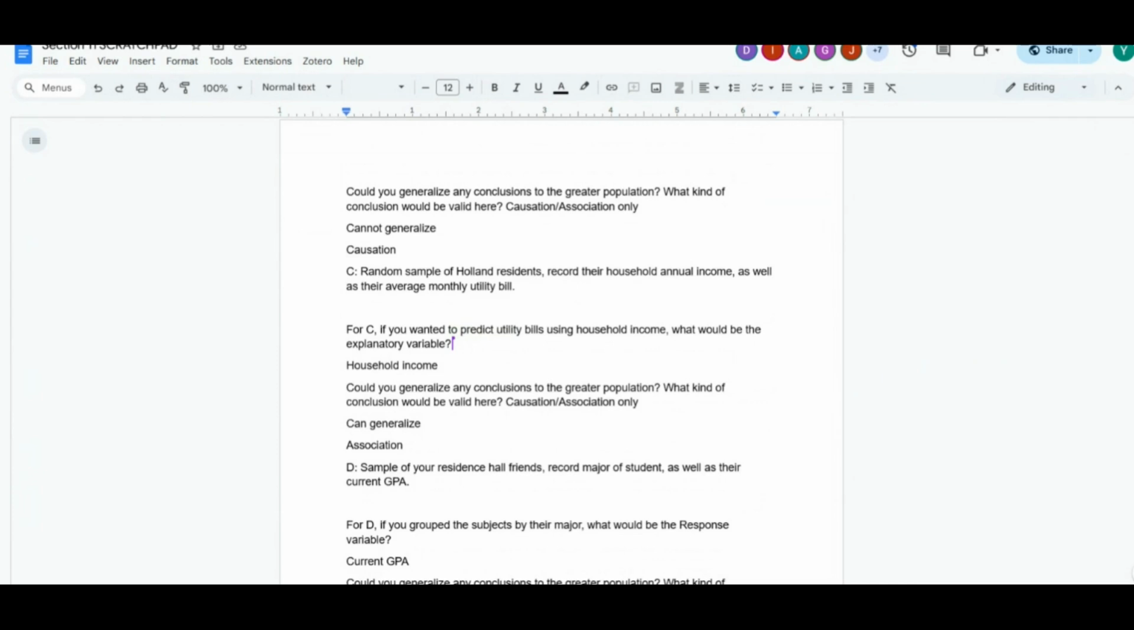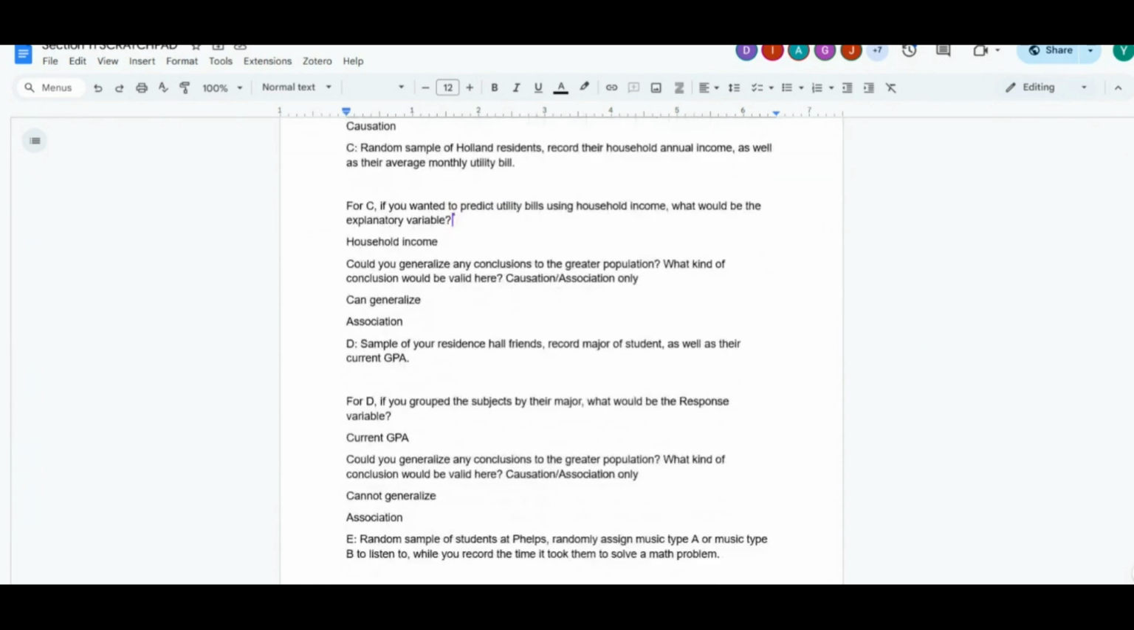How can you? Okay, so it doesn't make sense. So it's an observational study. You can only make associations. Good. You sample your residence hall friends. So I hope you picked up on that. Residence hall friends can't be a random sample. They're just people in your residence hall. So you don't have a random sample.